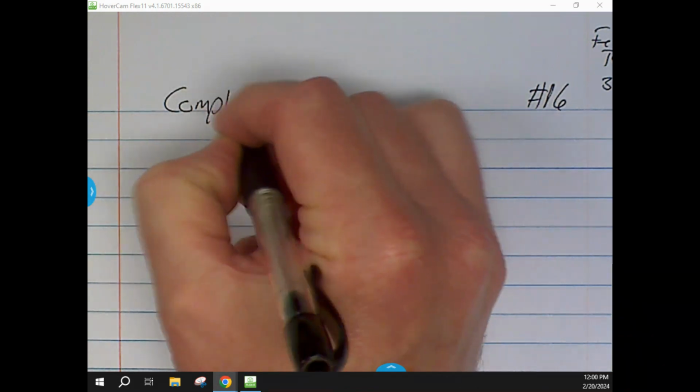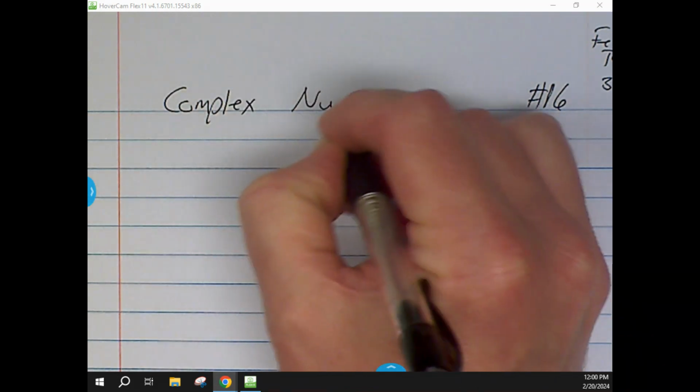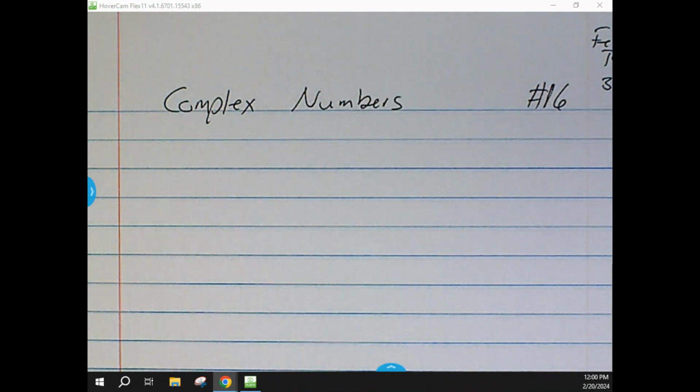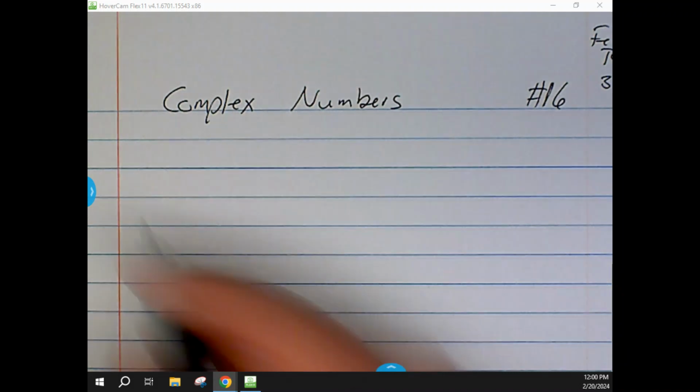So for this part, and again, with the square roots, everything that we've been doing, it's all kind of leading up to this thing. For this part today, we're looking at complex numbers.